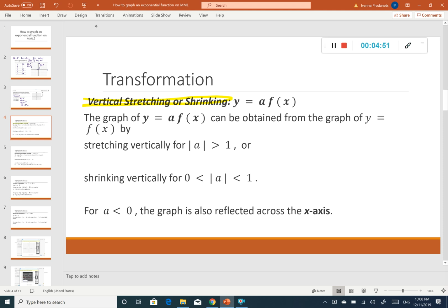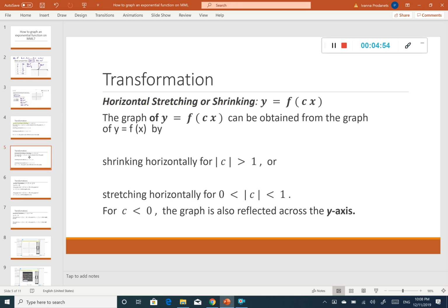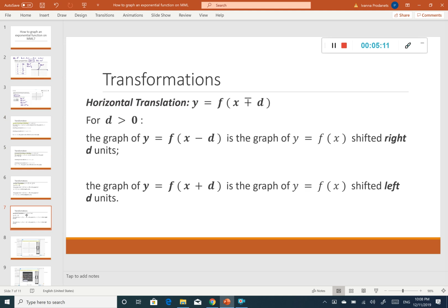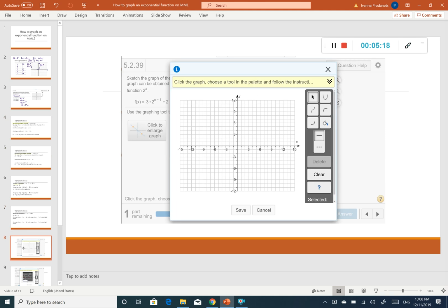You have to know the information about horizontal stretching of the function. You have to know the information about vertical translation. Whenever we add a number to the function outside, the function will be moved up or down. And you have to recall the information about horizontal translation as well, just to graph this one function on mymathlab.com.